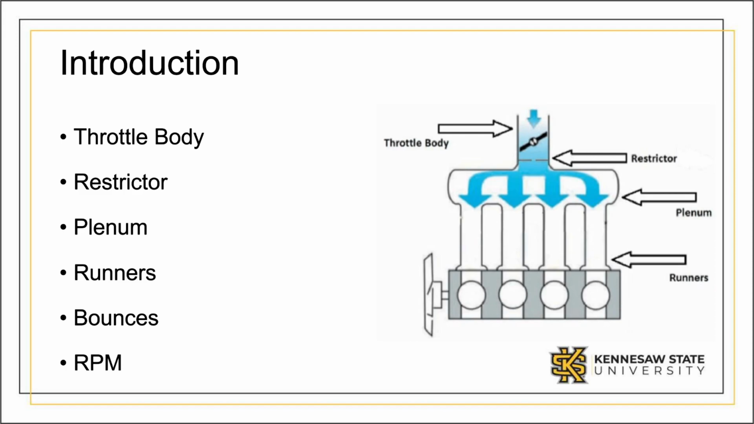Important things to note about the system is that the air, when flowing, bounces back and forth from off of the top of the cylinder head back to the back of the plenum. And these bounces are really important, and we want to line them up with our intake stroke of each cylinder, so that way a bounce is going into the engine whilst the valve is opening. And this is dependent upon our RPM.